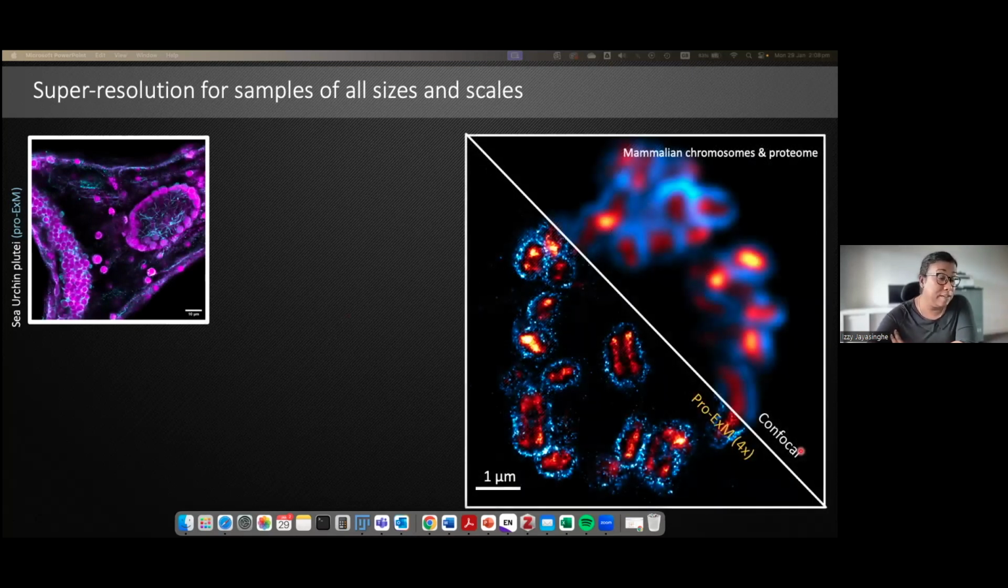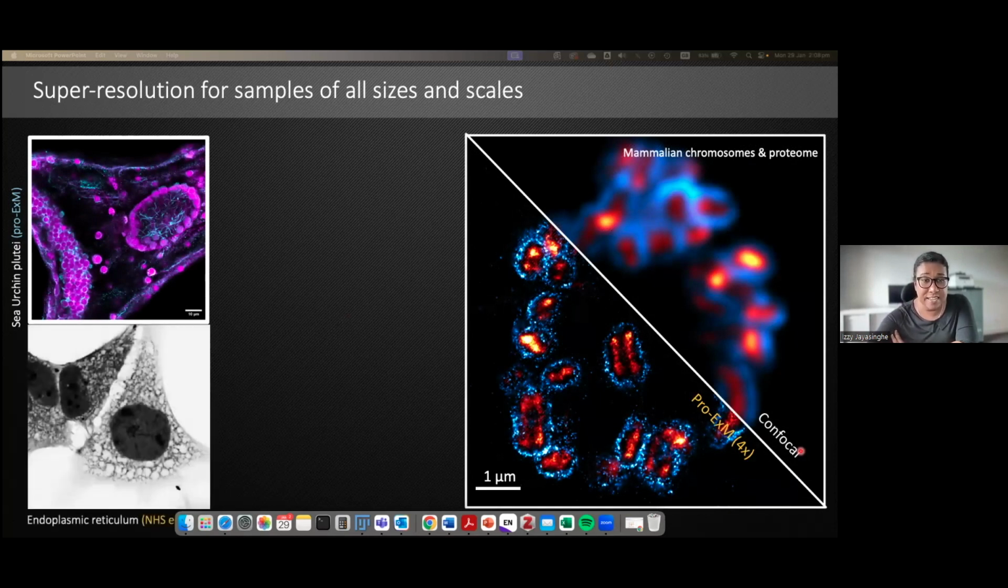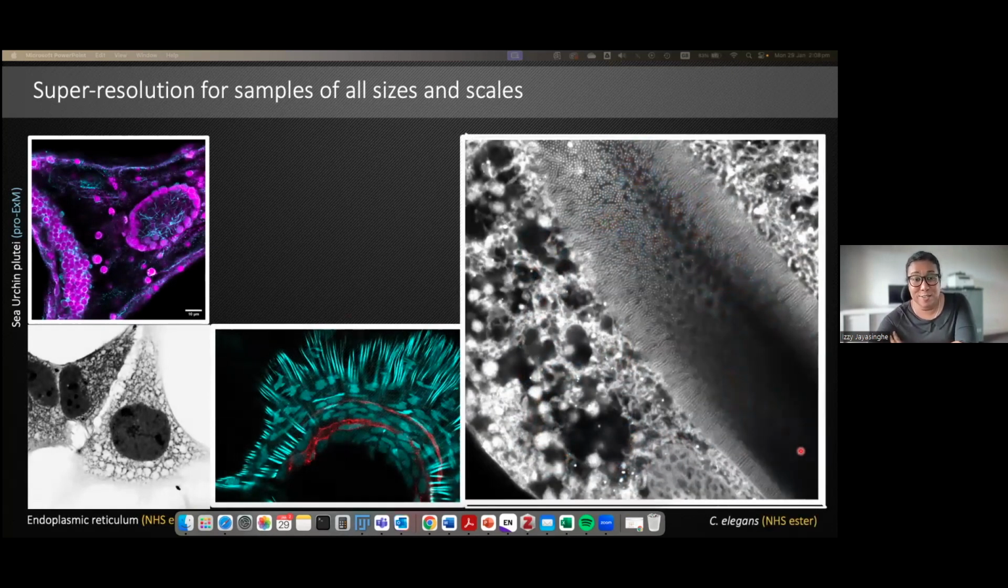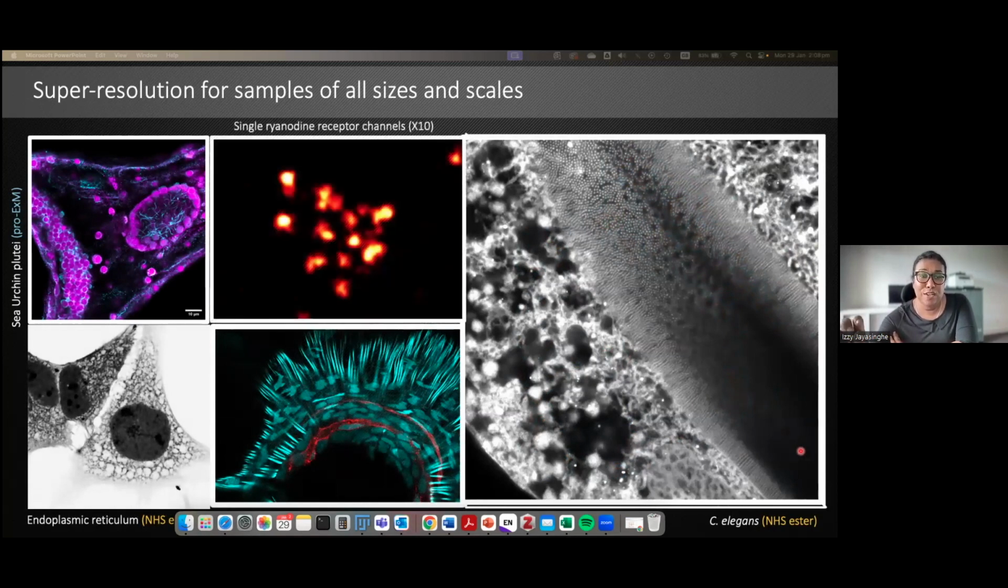We use expansion microscopy also to look at more traditional cell types. These are, on this occasion, the chromosomes and the proteomes that surround the chromosomes during cell division. We look at adherent cell types and their internal compartments. Zebrafish, C. elegans, the more macroscopic organisms, all the way now down to single proteins. And I will spend a fair bit of time talking about these proteins.